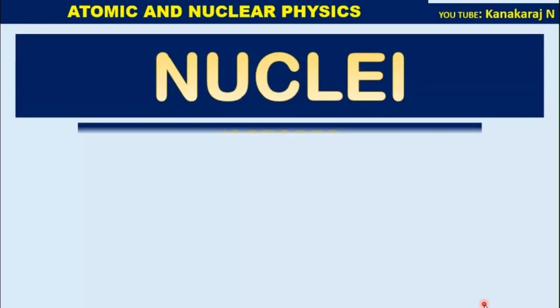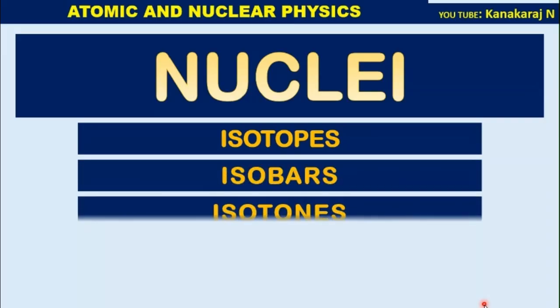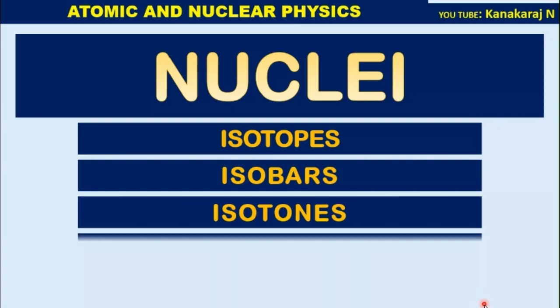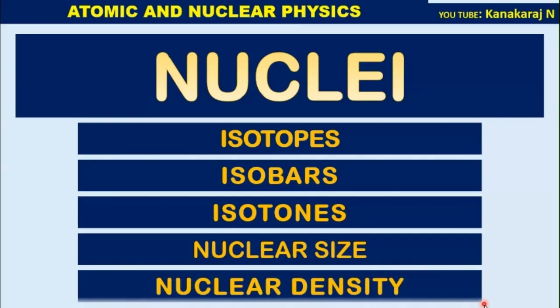Nuclei. Let's learn about isotopes, isobars, isotones, nuclear size, that means nuclear radius, and the last, nuclear density.